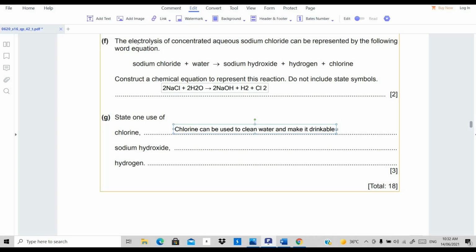Moving on, sodium hydroxide. Actually, I didn't hear it before. It was used in detergents. So in washing powders or detergents, you can use this. Washing powders, I'll prefer writing.